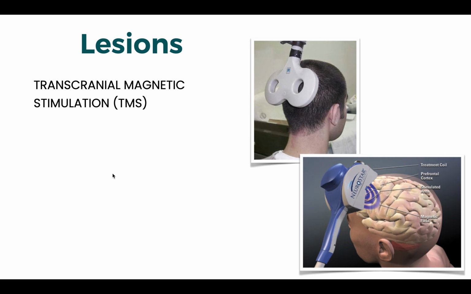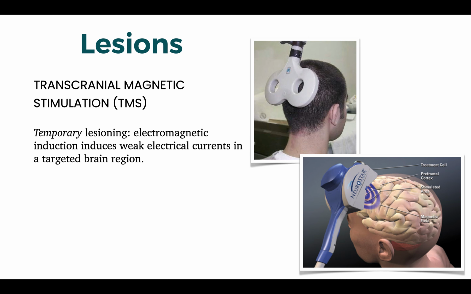The next kind of controlled lesioning that we talk about is called transcranial magnetic stimulation, or TMS. This is controlled lesioning, but really we refer to it more as temporary lesioning. You use these nifty little figure 8 or infinity devices here, and they use electromagnetic induction to induce electrical currents in a targeted brain region. You can do single pulses, or you can do multiple repetitive pulses in a particular brain area.